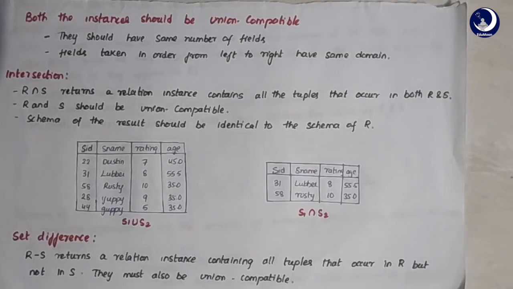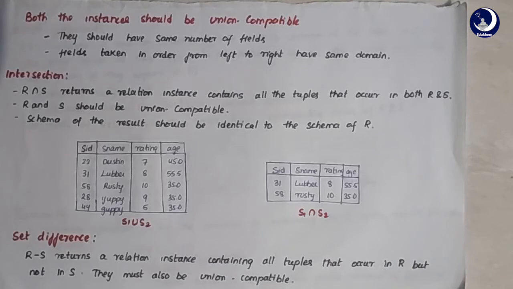Intersection between any two instances R and S returns a relation instance containing all the tuples that occur in both R and S. Basically, the common things that we have between R and S are returned here. R and S should also be union compatible. The same thing. The schema of the result should be identical to the schema of R. This is the output for S1 intersection S2, which is basically the common tuples that both of them have. So this completes intersection. Now let's look at set difference.